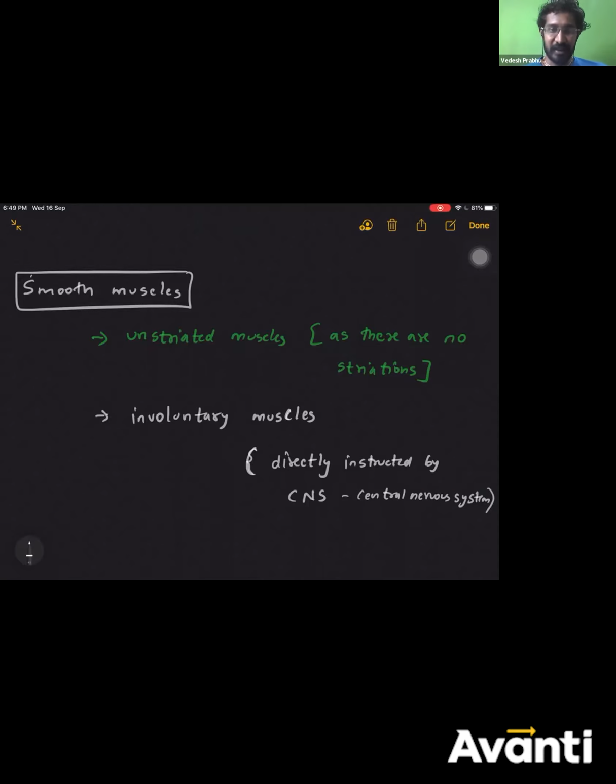There are many things that you do not control. These are those muscles which are not under your control. What are the examples? Where is it found? What is the nature or structure of these muscles? We'll write it down in the next class.